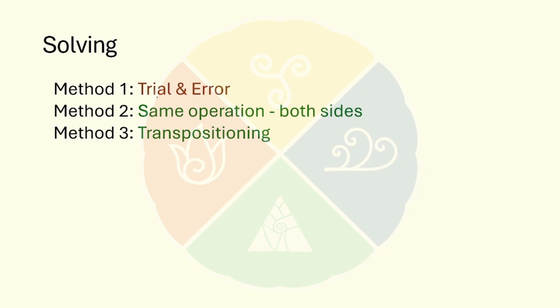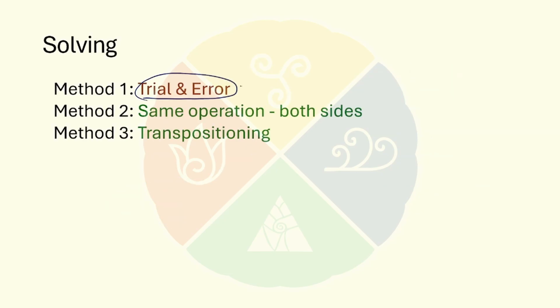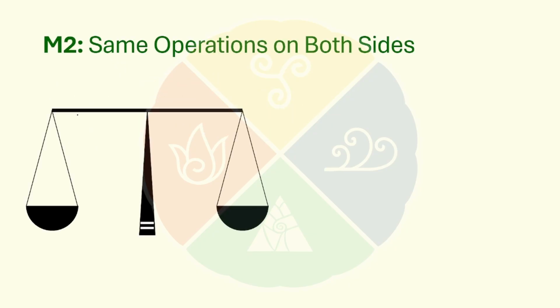The first method which we usually go for is the trial and error method. Exactly what we did. This method is known as trial and error. You keep substituting the value of x until the left and the right become equal. Okay, but that's not an efficient method. I don't have to teach you. The next method is same operation on both sides and transposition. We'll start with same operations on both sides. See, an equation is basically like a balance.